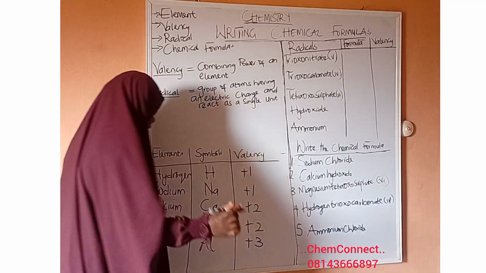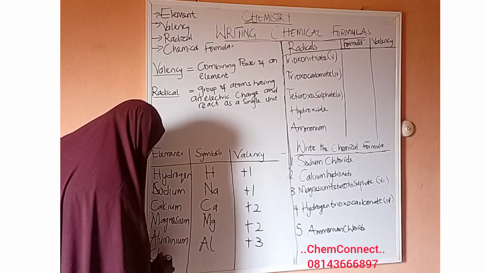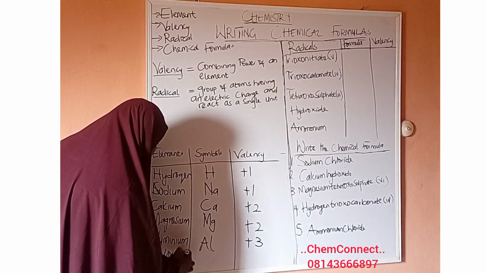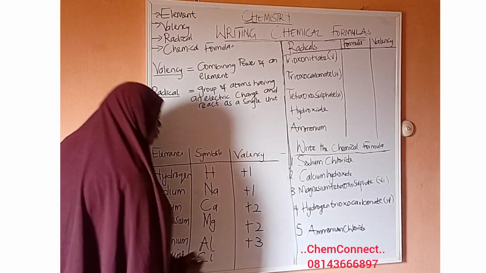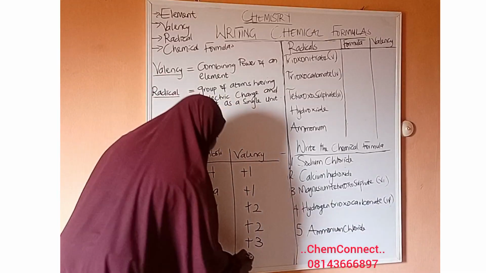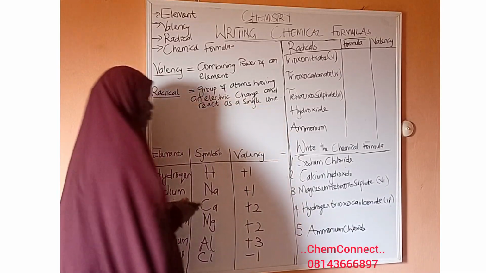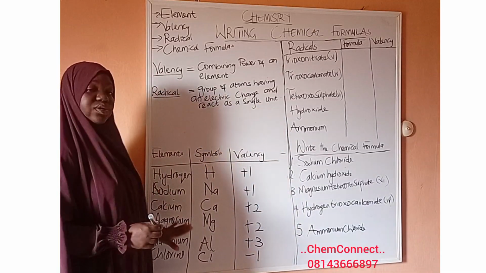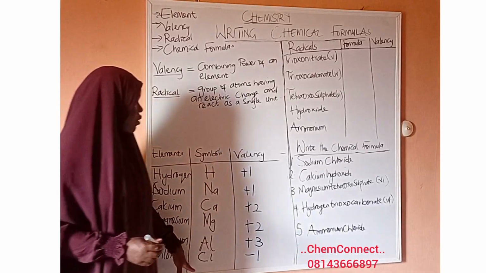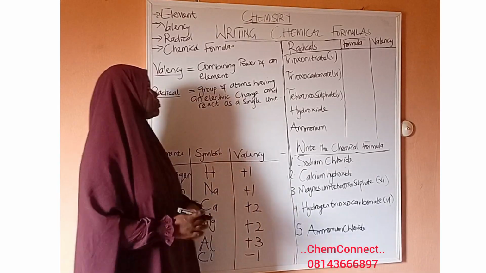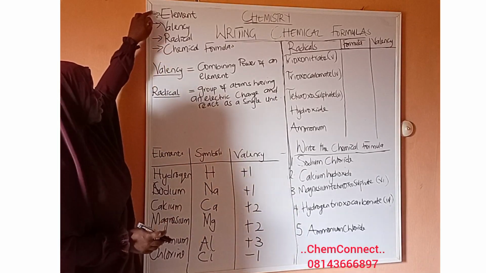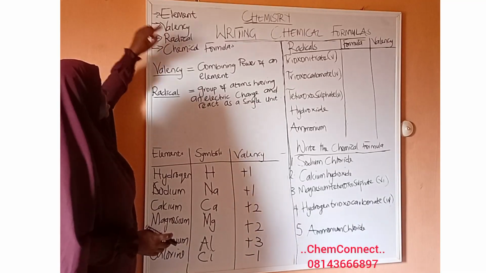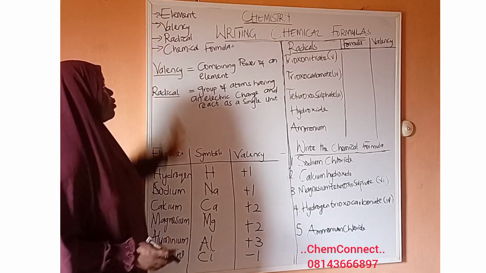Okay, let me add chlorine. Chlorine with the symbol Cl. The valency for chlorine is -1. These are common known elements with their symbols and with their valency. We've explained elements, we've explained valency. Let's move on to radical.